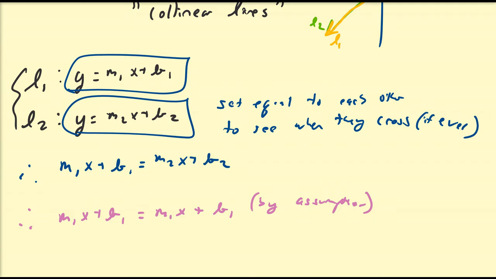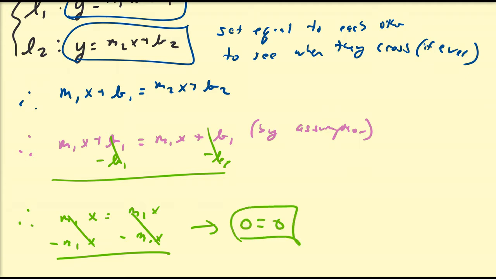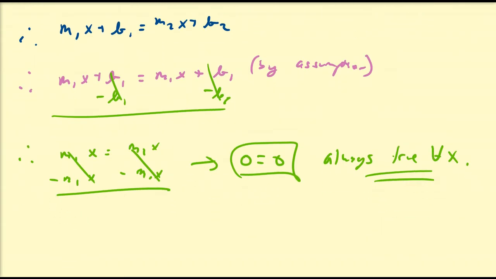If I subtract b1 from both sides of this equation, those are going to cancel, so I have that m1x must be equal to m1x. And if I subtract m1x from both sides, this gives me the statement that 0 is equal to 0. So this is always true for any x which you choose. If this is true, that means they're always going to be equal, which implies that the lines are collinear lines. So that's the special case of this theorem.